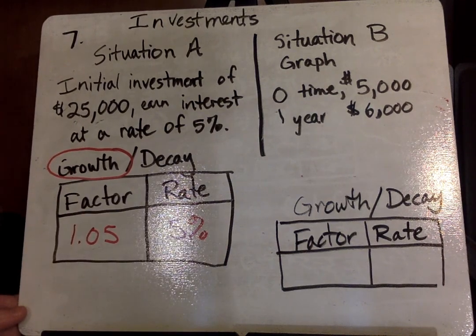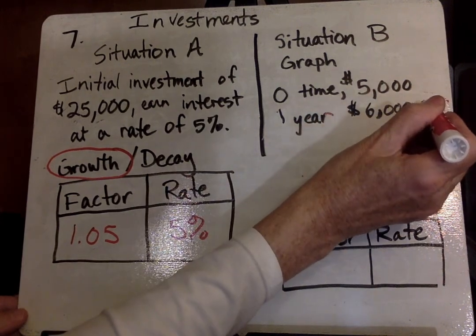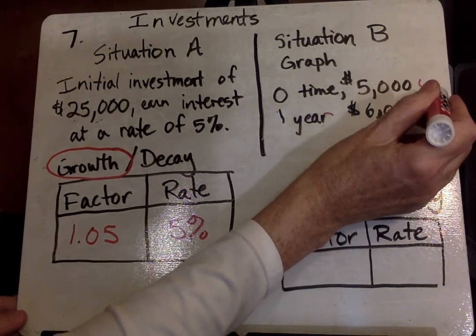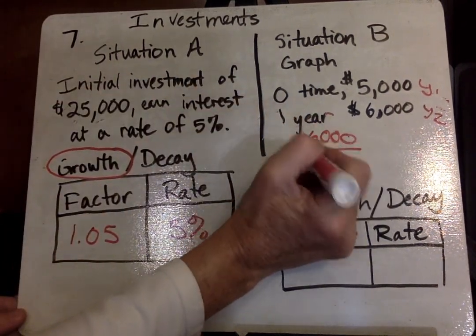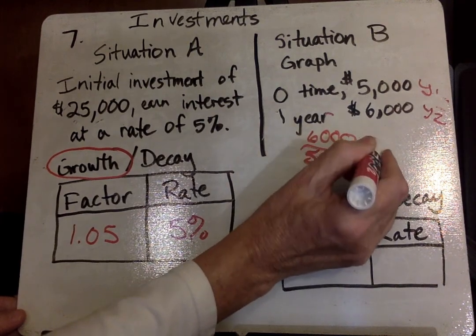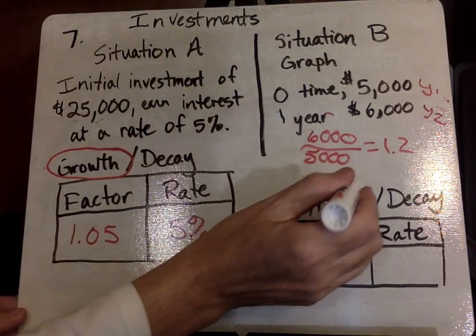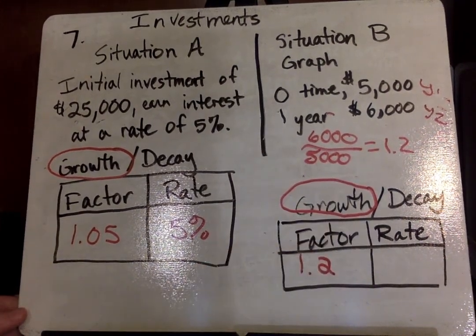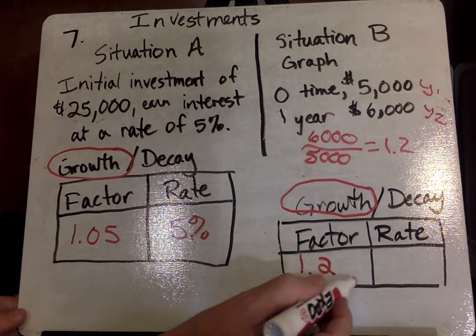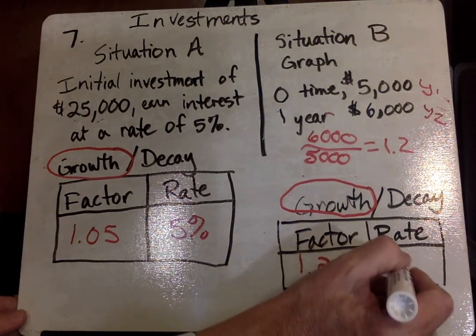Situation B is a little more challenging because it's a graph, but I wrote the information. At time 0, it's $5,000. In 1 year, it's $6,000. So this will be my Y2, and this is my Y1. I take my Y2, 6,000, and divide it by my Y1, 5,000, which equals 1.2. That will be my growth factor, 1.2. Now, to get the rate, I move the decimal 2 places over, so it's 120%, and then I subtract 100% so the rate is 20%.